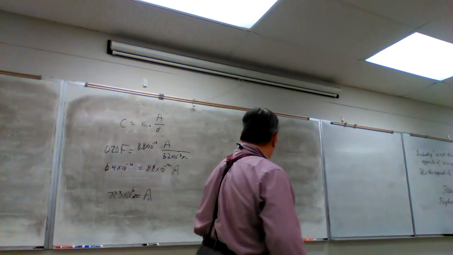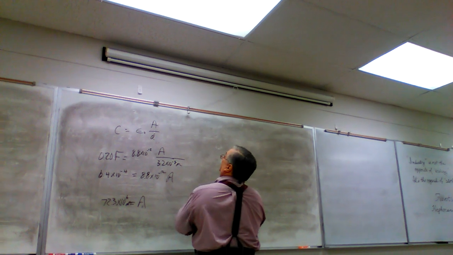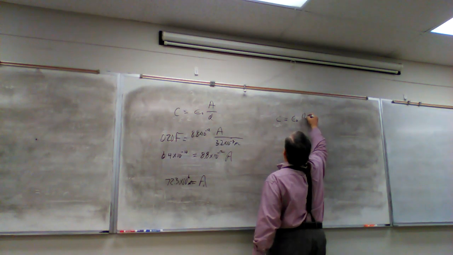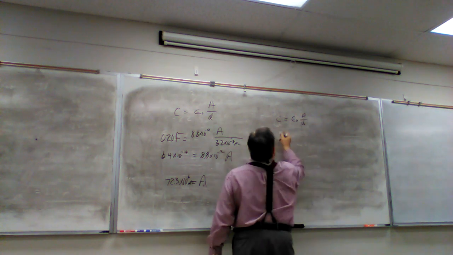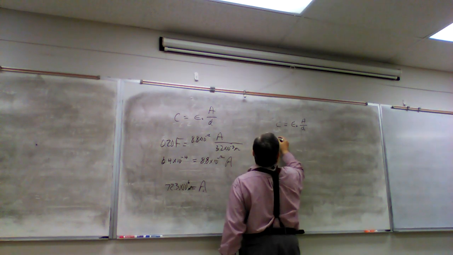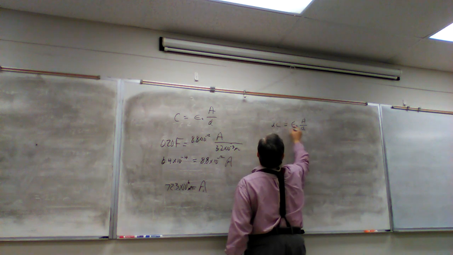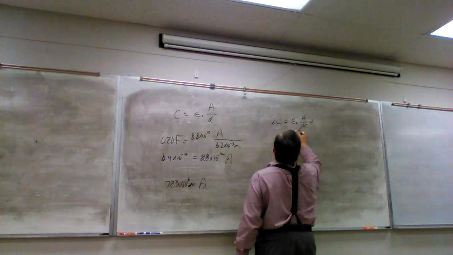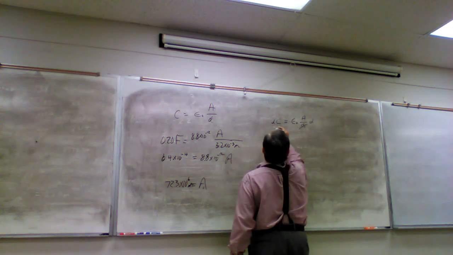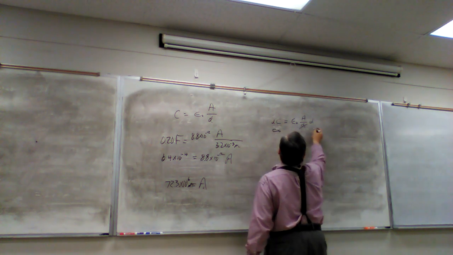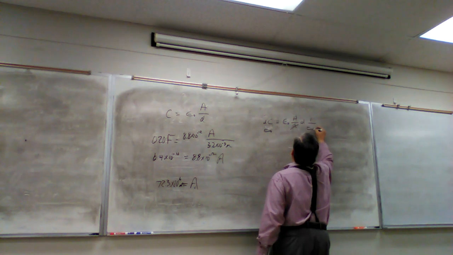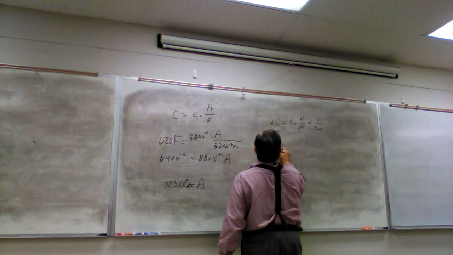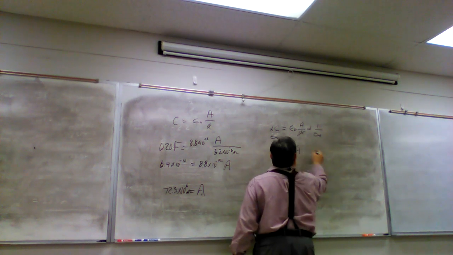How to do it algebraically? Yeah, well, C equals epsilon sub naught times A over D. C is a given, so you multiply both sides by D. And then you divide both sides by epsilon sub naught. And you're left with D, C over epsilon sub naught equals A.